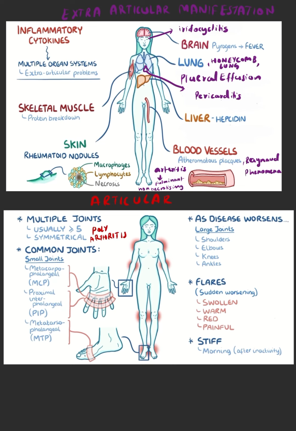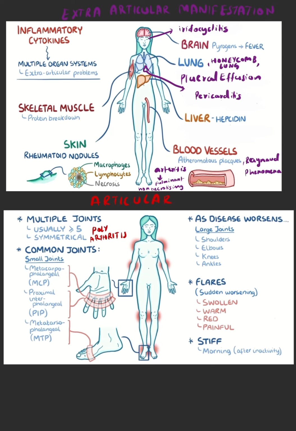And superficially, skin is there, so rheumatic nodules, you'll have to remember. Rheumatic nodules, if you look into the pathology of it, you should remember it as LMN: lymphocytes, necrosis, macrophages. Outer macrophages, then surrounded by lymphocytes, and then the central necrosis. If you remember this, more than enough. If you can remember skeletal muscles, protein breakdown, more than enough.